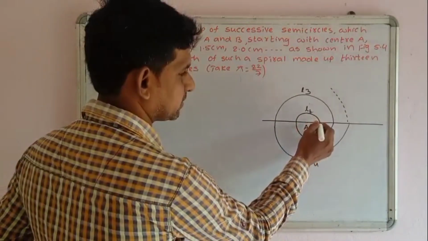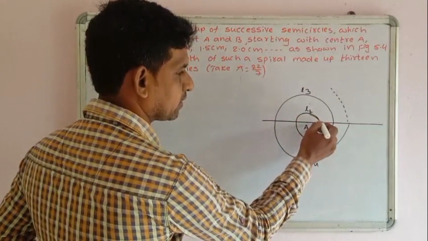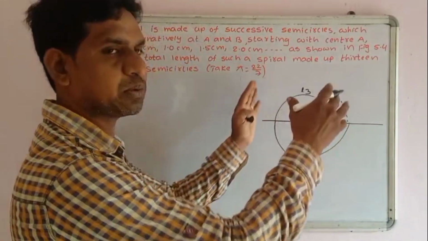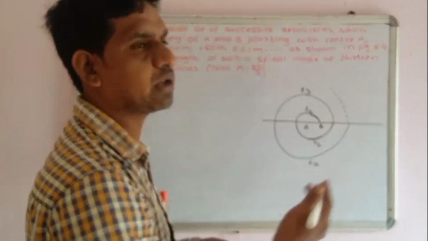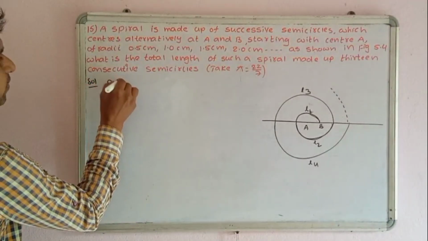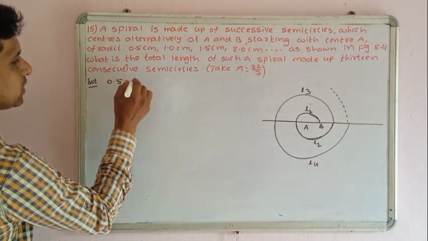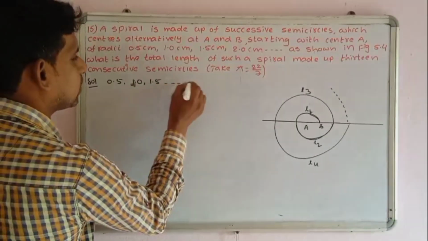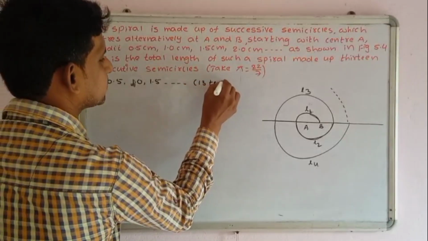See, this is the first semicircle with center A. See the second semicircle with center B. So if we continue like this up to 13 semicircles, what will the total length be? What are the radii here? The radii are 0.5, 1.0, 1.5 centimeters, and so on up to 13 times.